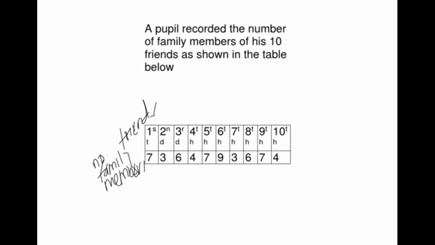So for the first friend, there are 7 family members. For the second, we have 3. Third, 6. Fourth, we have 4. Fifth, we have 7. Sixth, we have 9. Seventh, we have 3. Eighth, we have 6. Ninth, we have 7. And the 10th friend, we have 4 members.